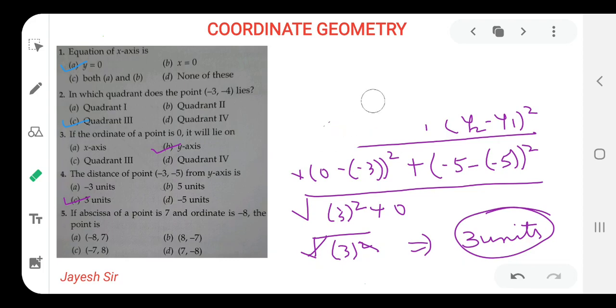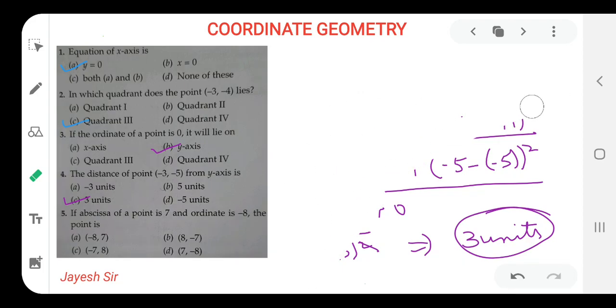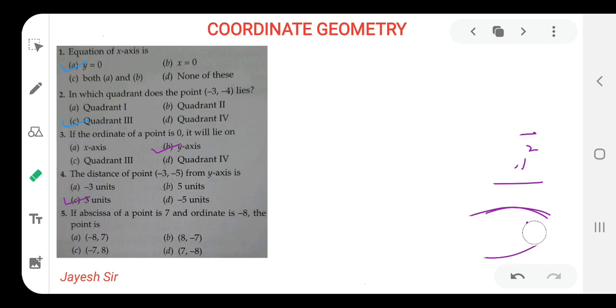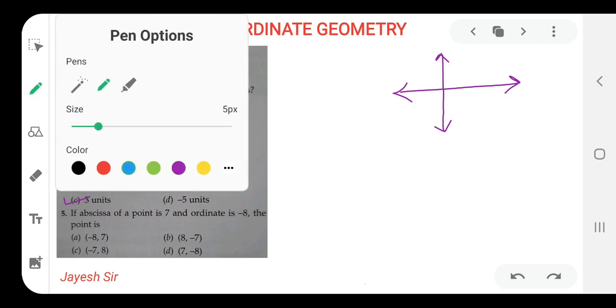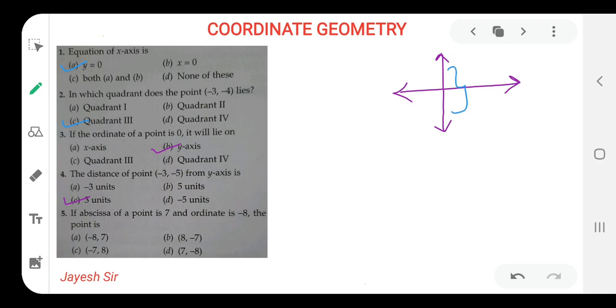Now let us begin with MCQ number 5, and let us see what new we are going to learn over here in this MCQ. The point having the x coordinate, or the point lying on the x-axis, is called abscissa. On the x-axis, I am drawing a small figure over here so that we can find it. This space is called abscissa, that means the x-axis. And on the y-axis, this is called the ordinate. If the point is lying on the y-axis, then it is called the ordinate.